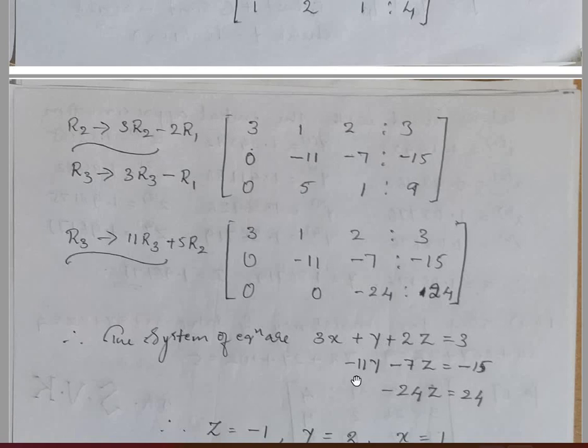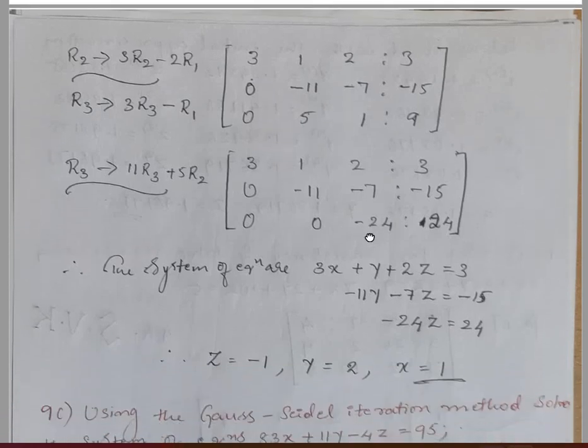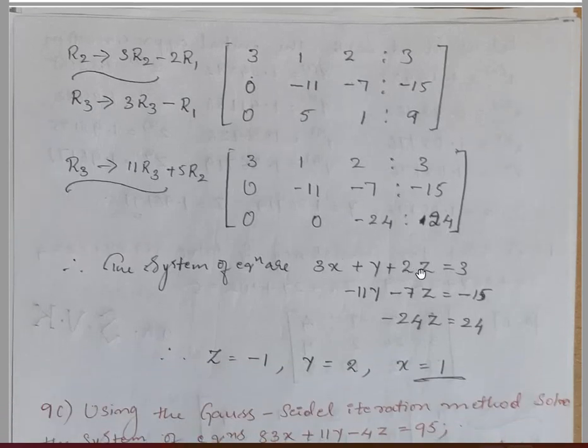Now I will rewrite the matrix I got in terms of equations. It is 3x plus y plus 2z equal to 3, minus 11y minus 7z equal to minus 15, minus 24z equal to 24. By solving this, I got the z value as minus 1. Substituting z as minus 1 in the second equation, I get y as 2. Substituting the z and y values in the first equation, I get x as 1. Therefore, the solution is x equal to 1, y equal to 2, z equal to minus 1.